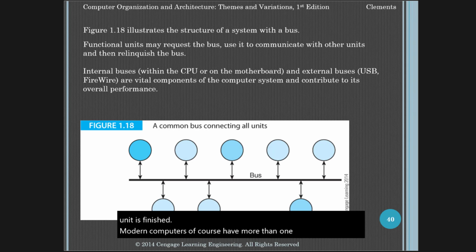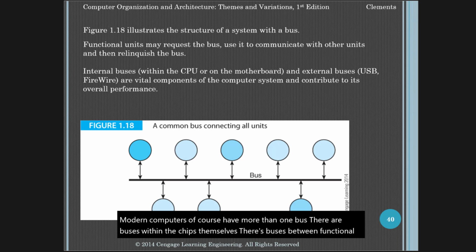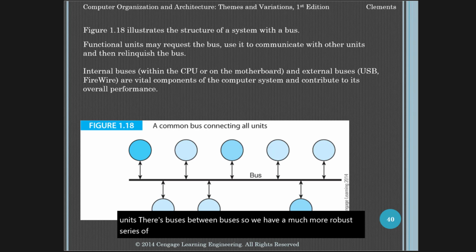Modern computers, of course, have more than one bus. There are buses within the chips themselves. There are buses between functional units. There are buses between buses. So we have a much more robust series of highways in order to make all of the data move as fast as we want it to move.